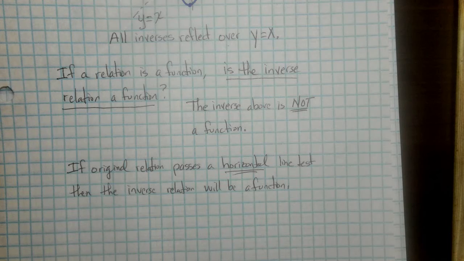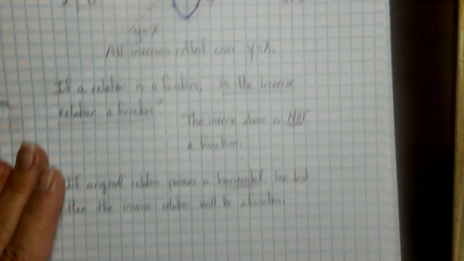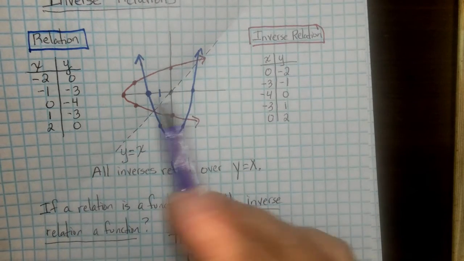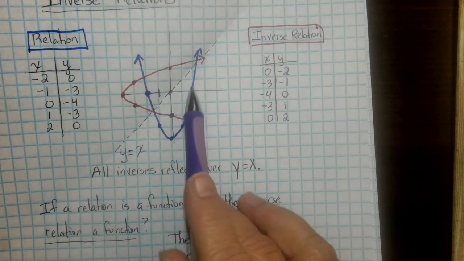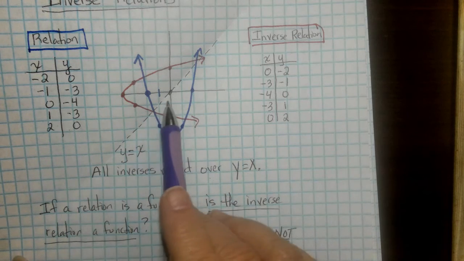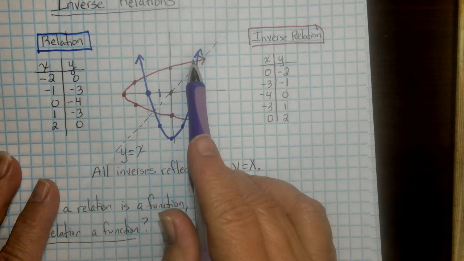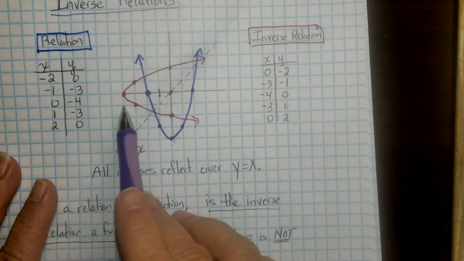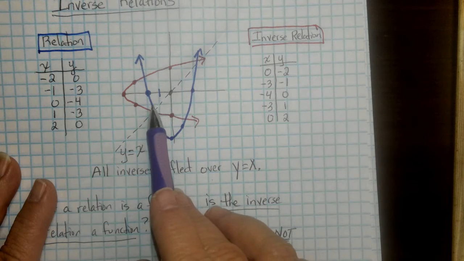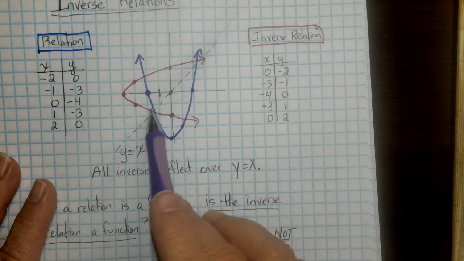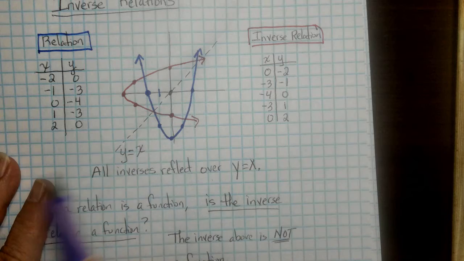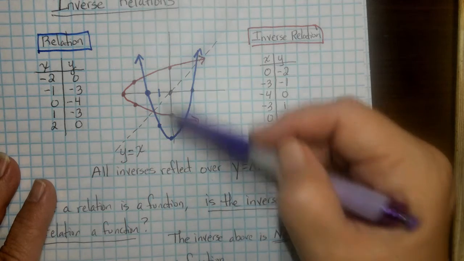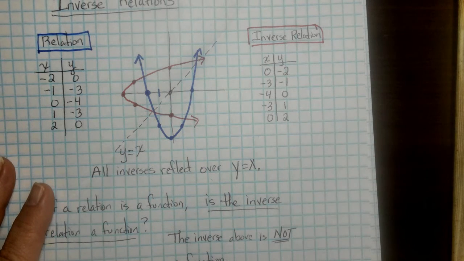So let's take a minute and go back up to our blue graph here. Let's say I didn't even graph the red one. I'm just looking at the blue one, and I'm wondering, would the inverse of this be a function? So if I take this blue graph, and instead of drawing a vertical line, I draw a horizontal line, and my horizontal line crosses in two places, then I know the inverse is not a function, because the inverse would in turn fail the vertical line test. Okay?